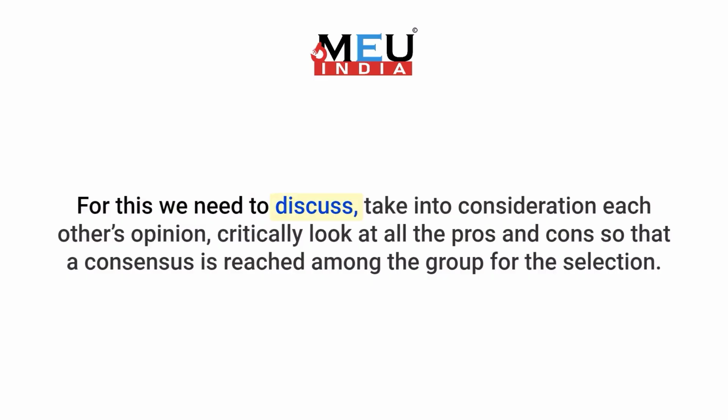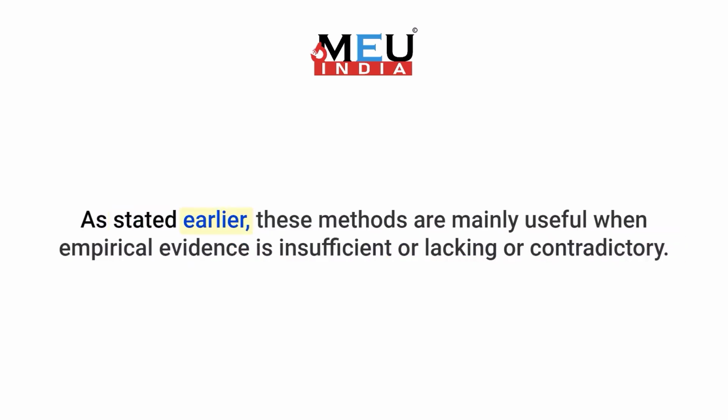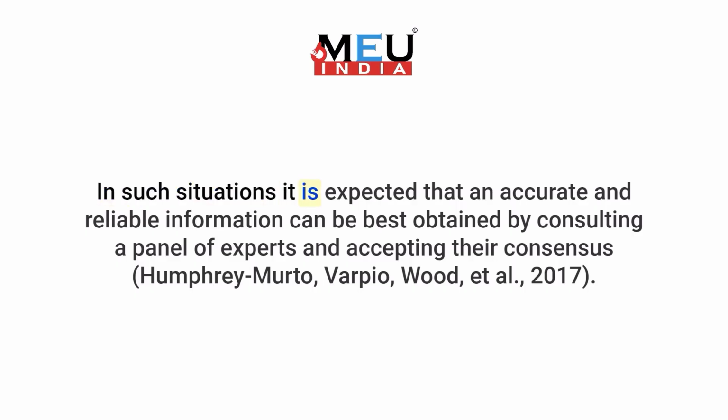For this, we need to discuss, take into consideration each other's opinion, and critically look at all the pros and cons so that a consensus is reached among the group for the selection. Processes to develop and measure consensus systematically are termed consensus group methods. As stated earlier, these methods are mainly useful when empirical evidence is insufficient, lacking or contradictory. In such situations, it is expected that accurate and reliable information can best be obtained by consulting a panel of experts and accepting their consensus.